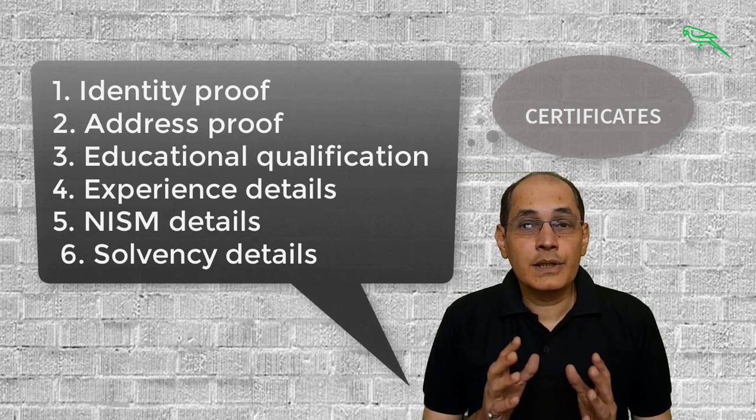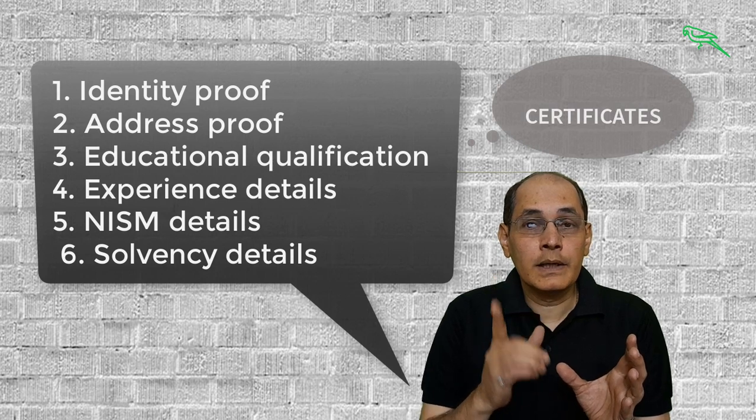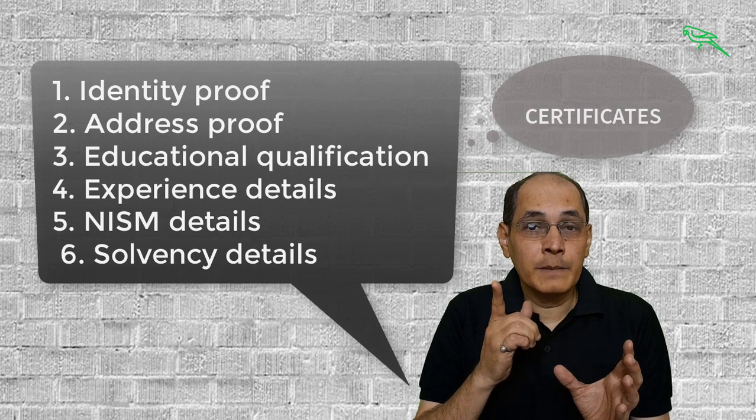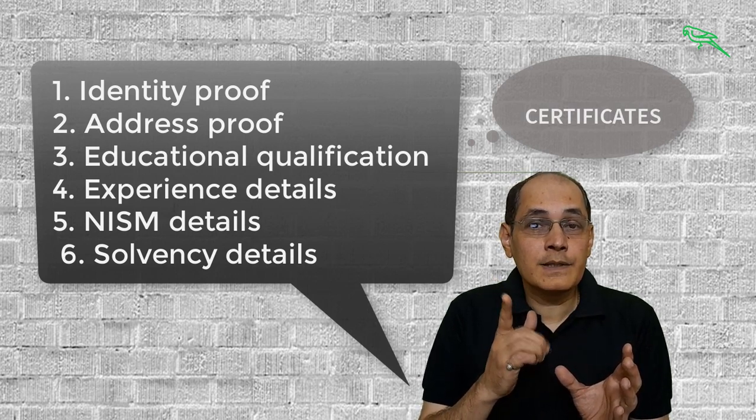Next is financial solvency. In financial solvency, you will have to show the income tax return for the last 3 years, CA certificate mentioning the net worth, and the bank statement for the last 1 year.